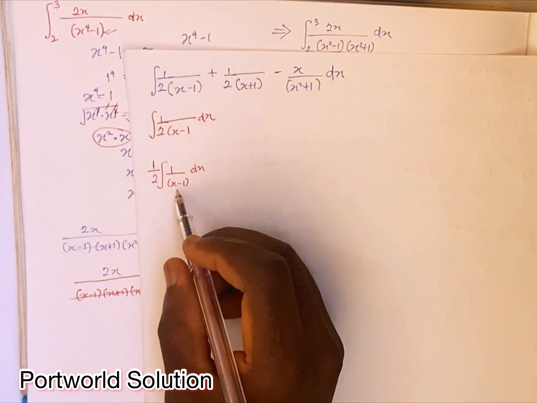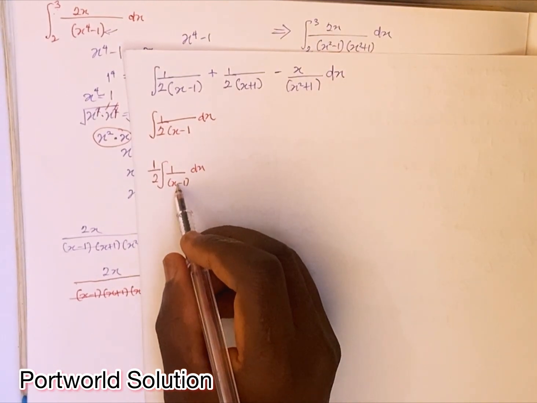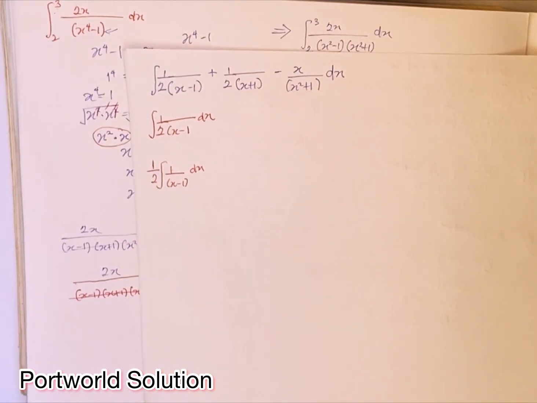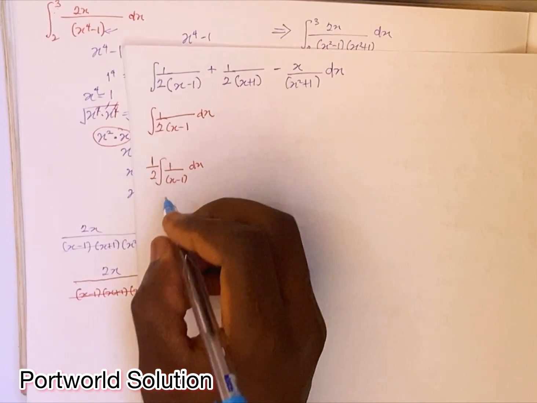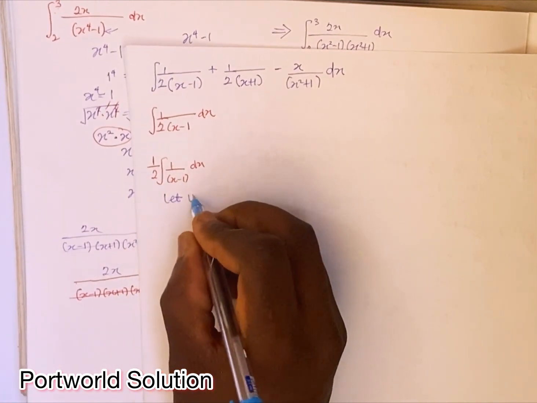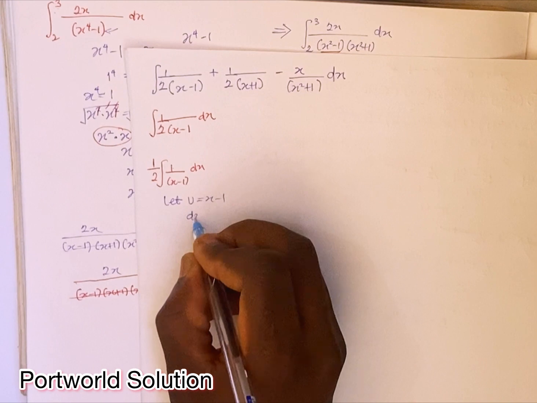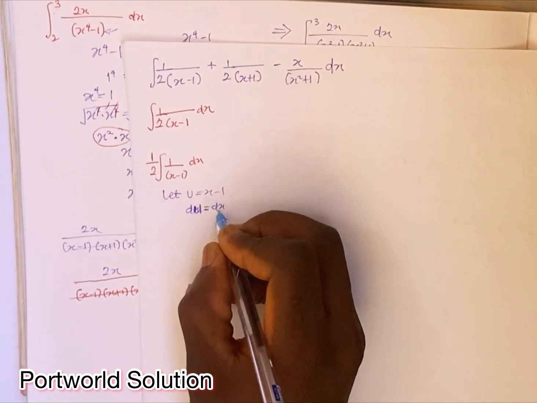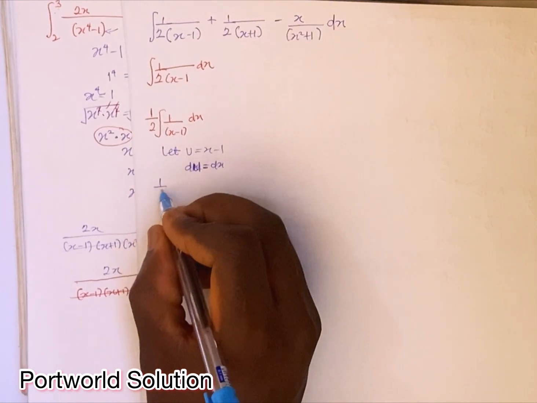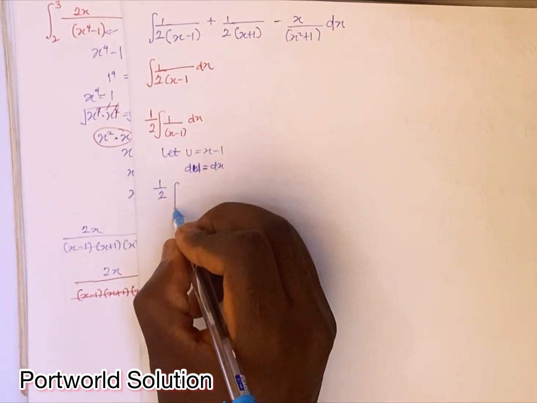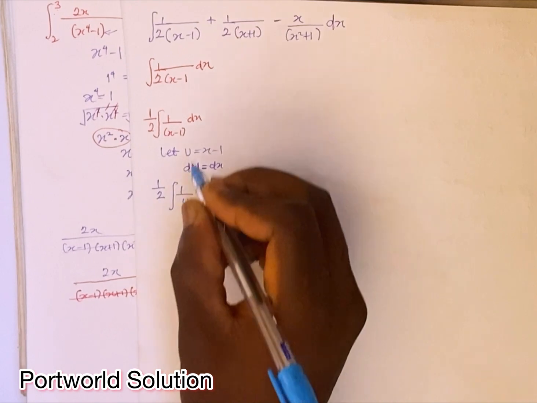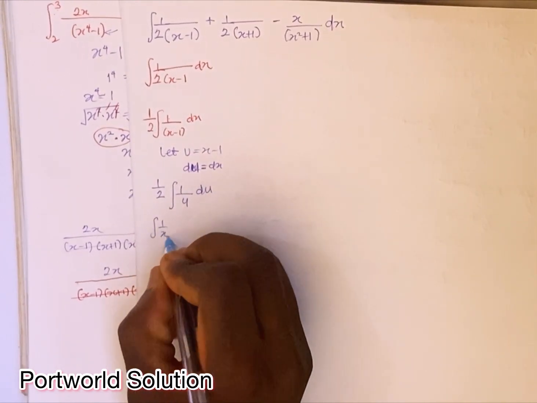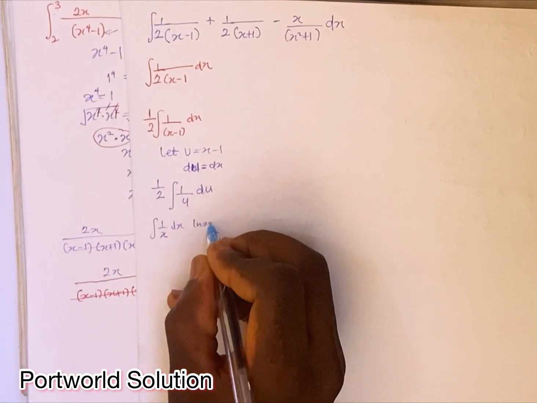So I can recall, if I differentiate everything here and I'm having the same thing as this, then that's ln, right? So let me try to solve this one for you. Let u equal x minus 1. Then your du equals dx. So come back here, I'm going to have 1 over 2 integral of 1 over u, my dx is du. And you can recall, whenever you have integral of 1 over x dx, that's ln x plus c, right?